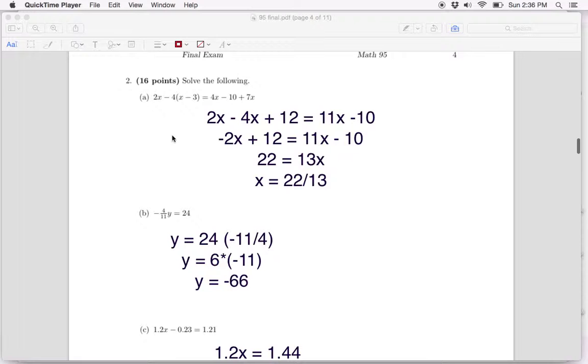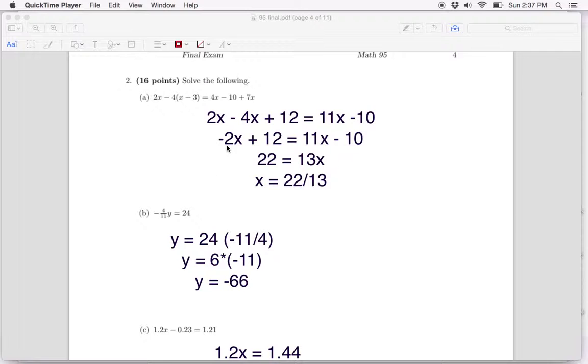Alright, for number 2, we're looking at solving, and so here I'm distributing. Then I put my like terms together: 2x and negative 4x gives me negative 2x. Over here I had this 4 and the 7 give me 11x.